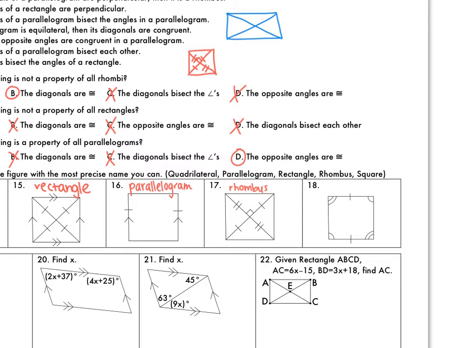And we can't confirm that it's a square because we don't know that these angles are right angles or not. And also because the diagonals are not congruent, it can't be a square.